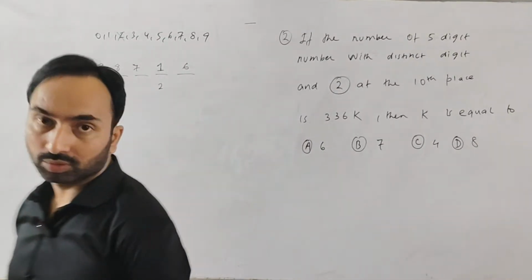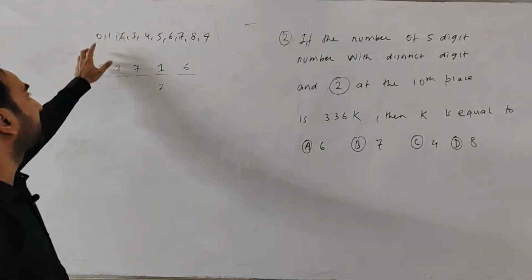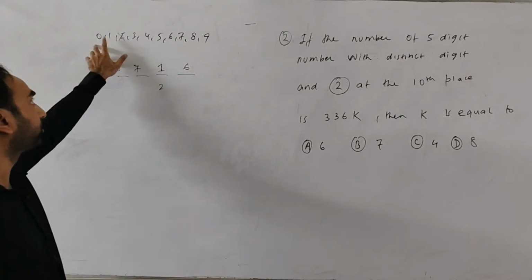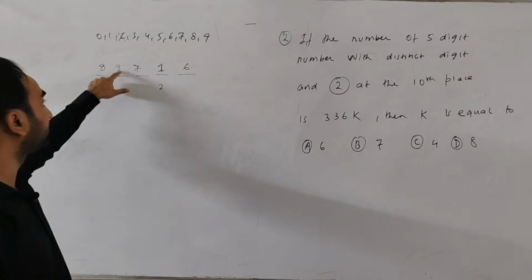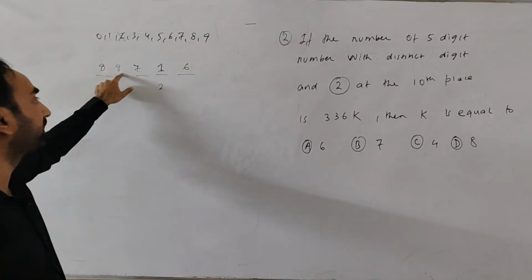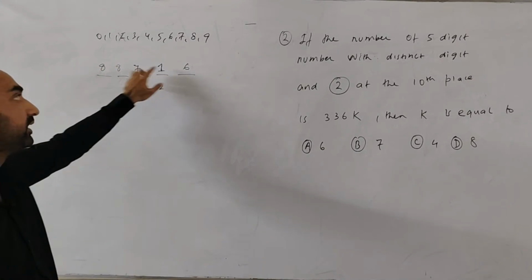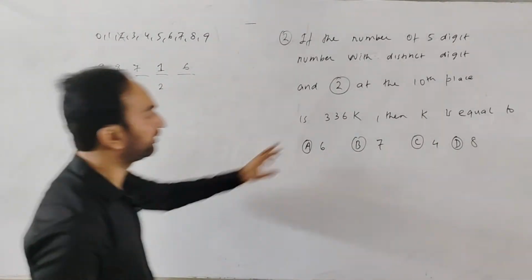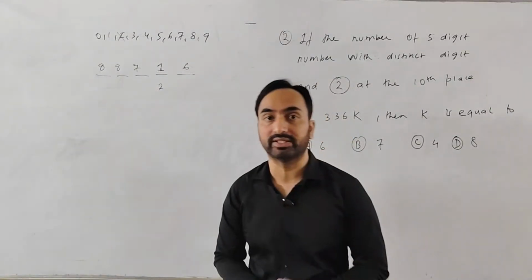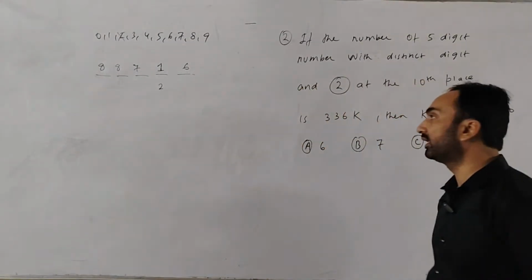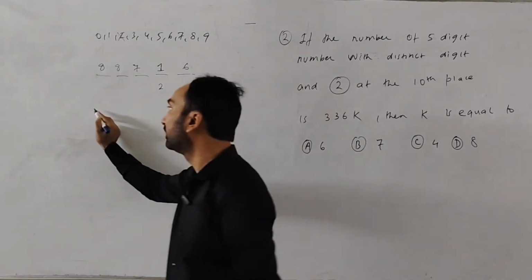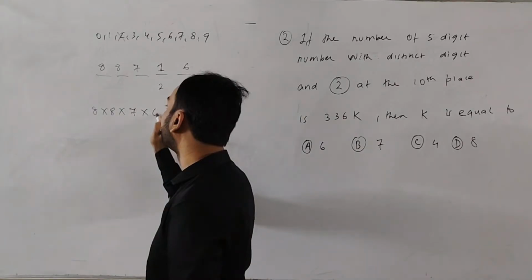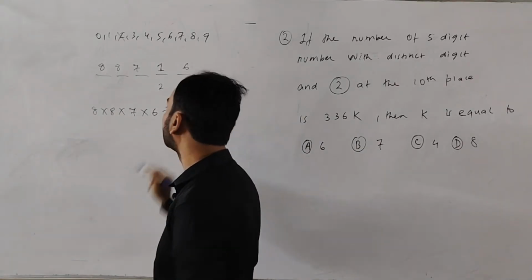Correct? So the first place we have 8 choices. 8 choices are anything from 1 to 9 except 0 and 2. And here also 0 is now available. So 8 choices here, then 1 less choice is 7 and then 1 less choice is 6. And that is equal to, it is given in the form of, equal to how much? 336k. So can I write it as 8 multiplied by 8 multiplied by 7 multiplied by 6 is equal to 336k?